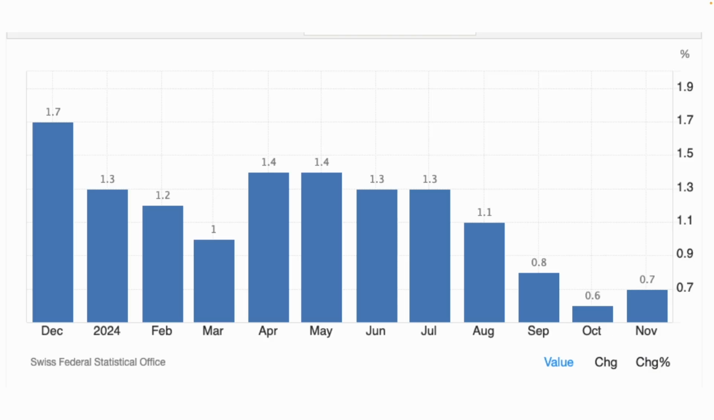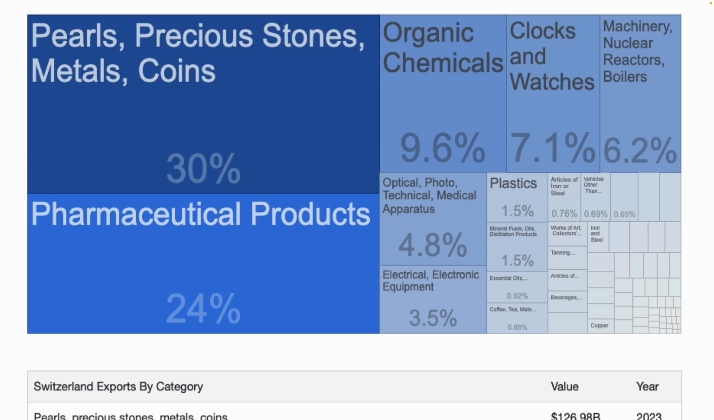And the thing with Switzerland is that they've got a big export economy. And the majority of their exports are here: pearls, precious stones, metals, coins, 30%. A huge amount of gold gets processed and refined through Switzerland as well. And a lot of pharmaceutical products are exported. Now, all those exports, and look, that's not to mention the clocks and the watches. We all know about Swiss watches. Some of the most beautiful timepieces in the world come out of Switzerland. And those exports will be hindered by a strong currency.